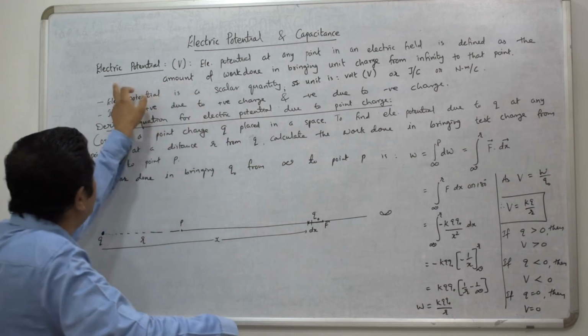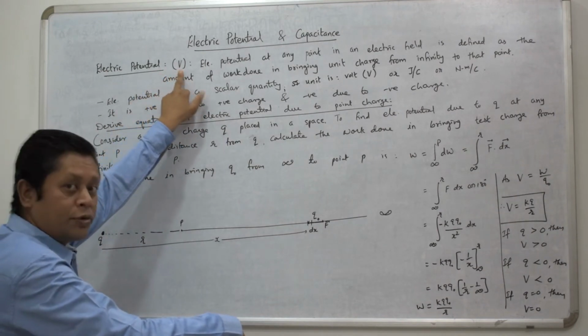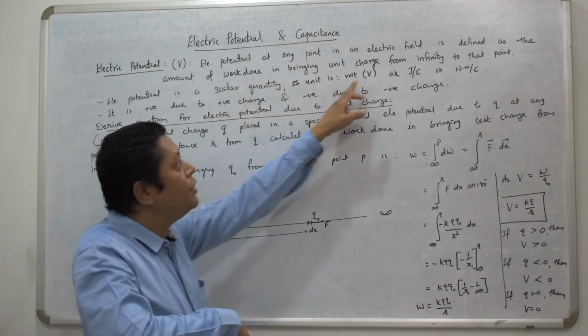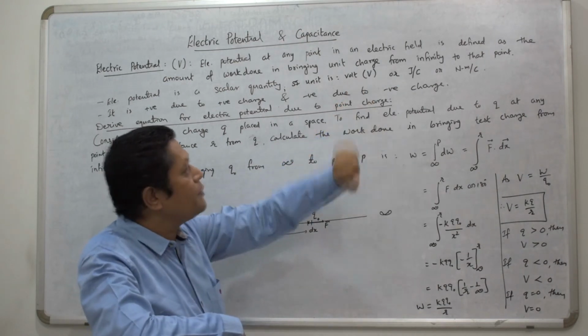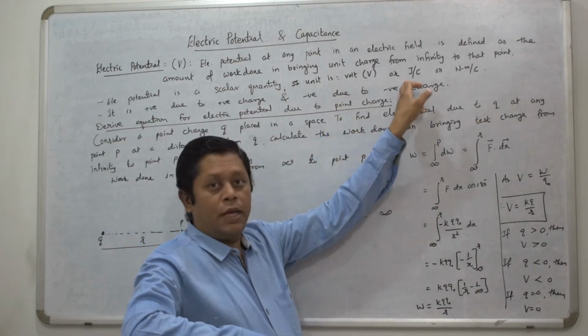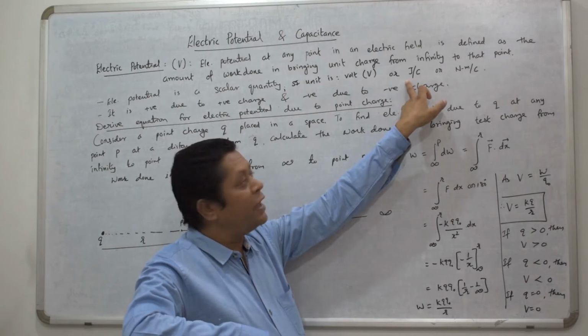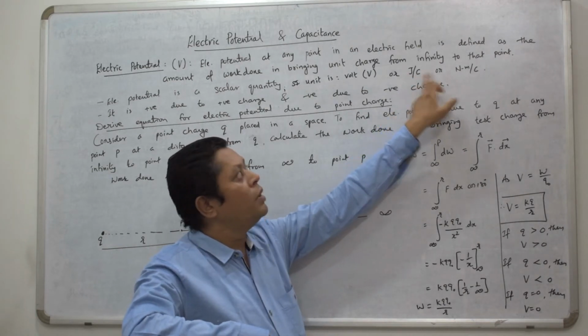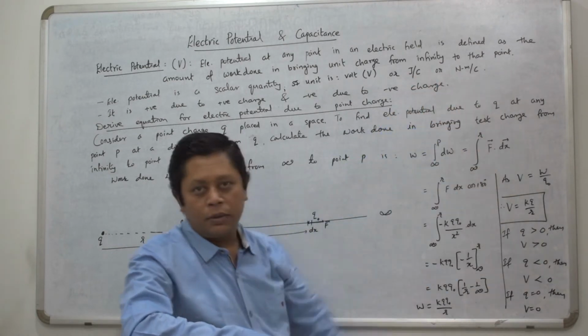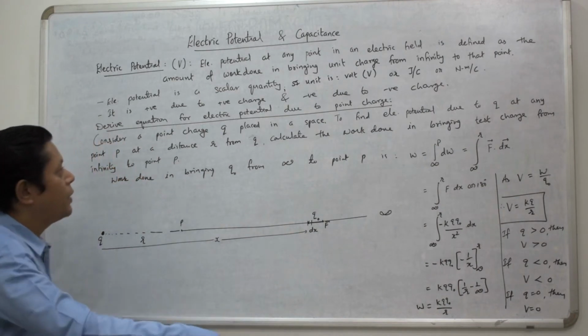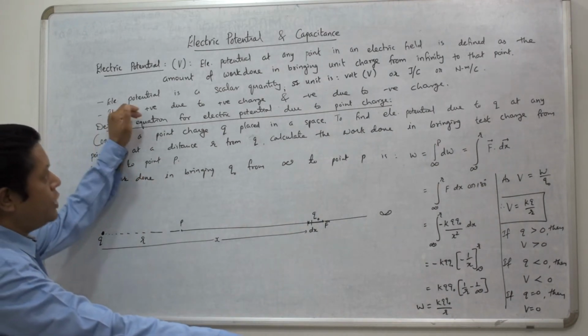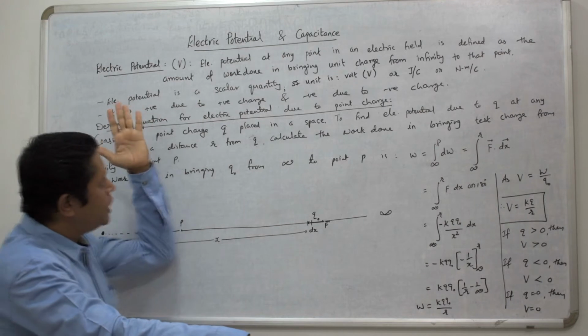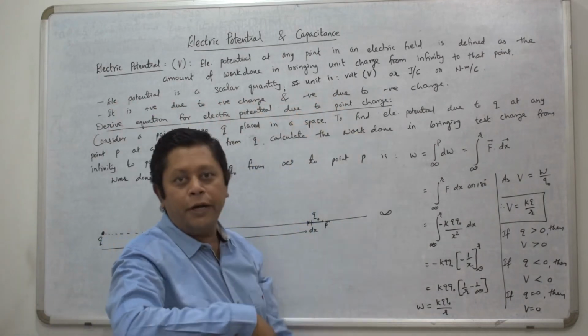See, for electric potential also the symbol is V, and its SI unit also has the symbol V. Also, as it is work done in bringing unit charge, it is joule per coulomb. You can also write newton meter per coulomb, so various units you can write for this. Electric potential due to a positive charge can be positive, due to a negative charge it can be negative.